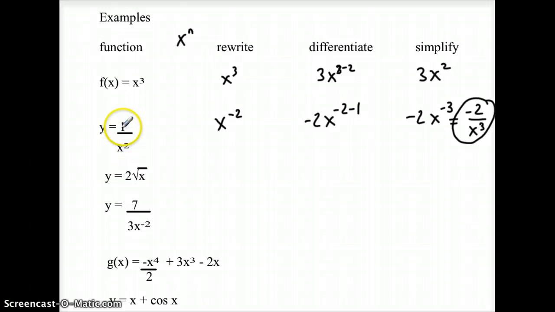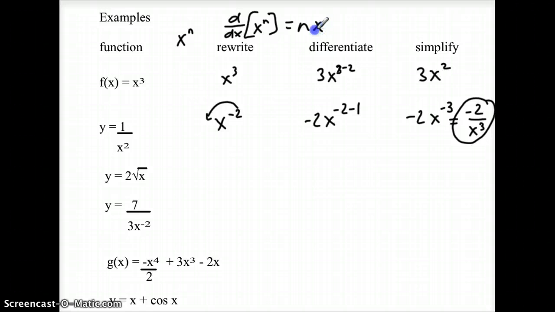So you change the 1 over x squared to x to the negative 2, multiply the negative 2 out in front, and subtract 1 from the exponent, because the derivative of x to the n is n times x to the new power of n minus 1, whatever that n was.